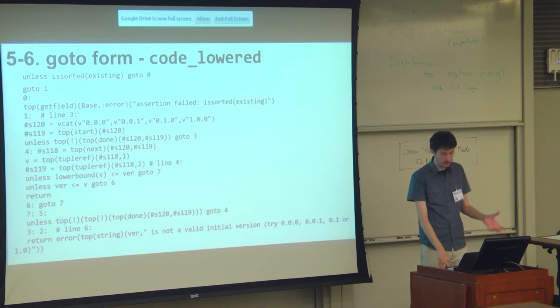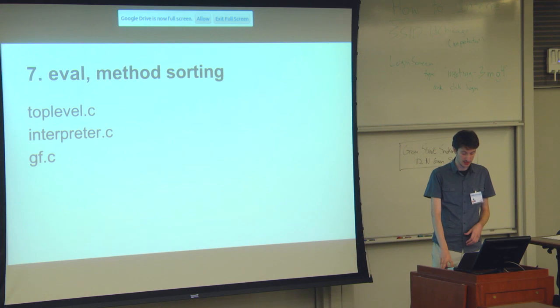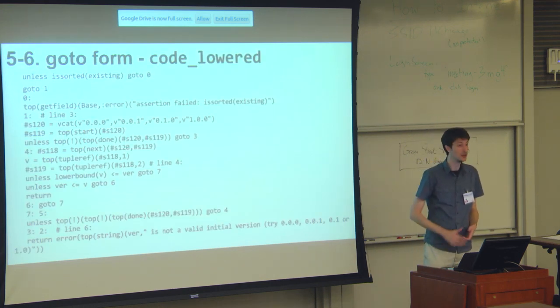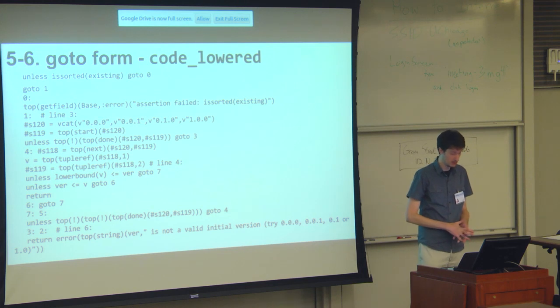Okay. So at this point we have something that we could actually run. I have a quick question on that last slide. Why is there a goto 7 on line 6?